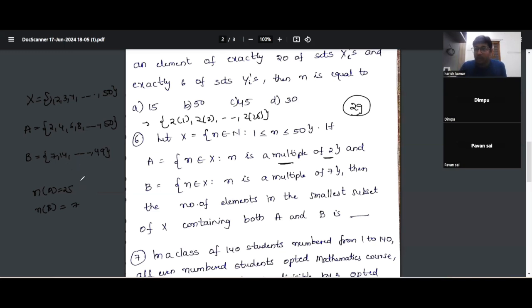right? But there are some intersection elements. Okay, I have to remove those intersection elements. Now what are the common elements? That is 14, A intersection B, 14, right? So 14, then 28, then 42. That means 3 elements. Therefore, what are the elements contained in both A and B? That is n of A union B, which is what I have to find. So n of A is 25 plus 7, 32, minus 3, right? So therefore 29. 29 is the answer. Correct, Dimpu. Very good.